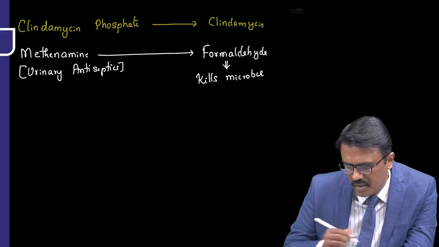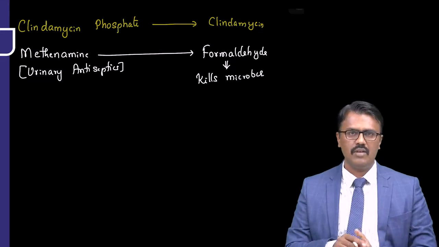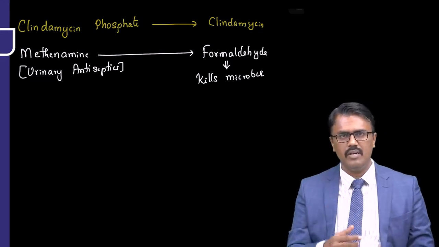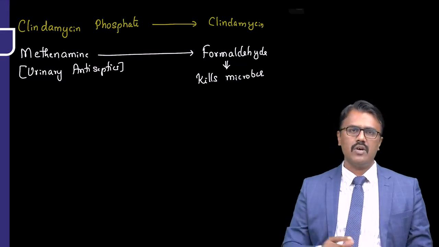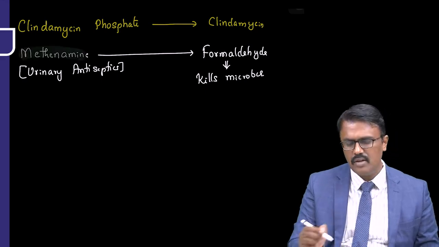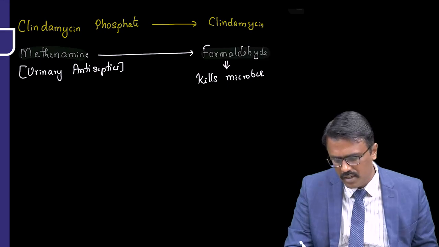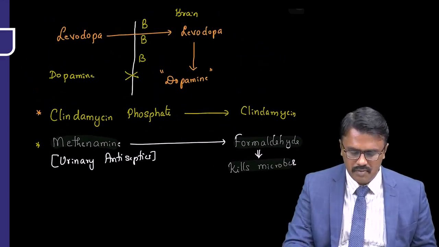microbes. Now, you may ask a question, sir, can we give formaldehyde only? No. Can we drink formalin, formaldehyde? No. It is highly irritant to the stomach and it's toxic. So, I cannot give it. So, I have to give methenamine to avoid the toxicity. It will go to the urine and become formaldehyde and kill the microbes. So, these are the advantages of giving prodrugs.